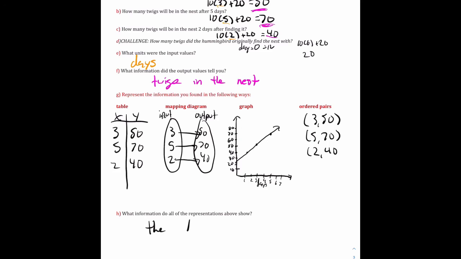The number of twigs in a nest after a certain number of days.